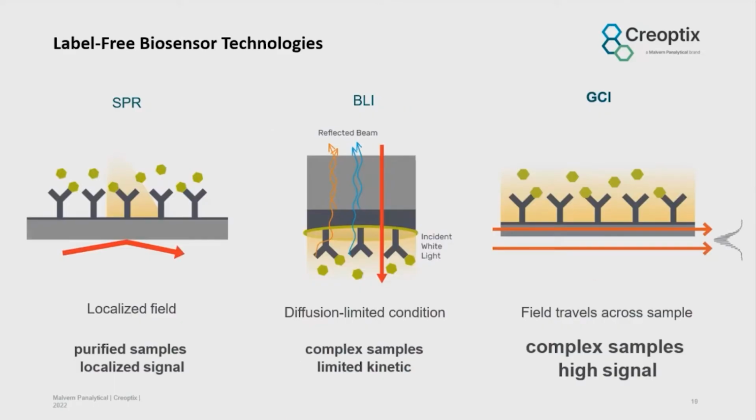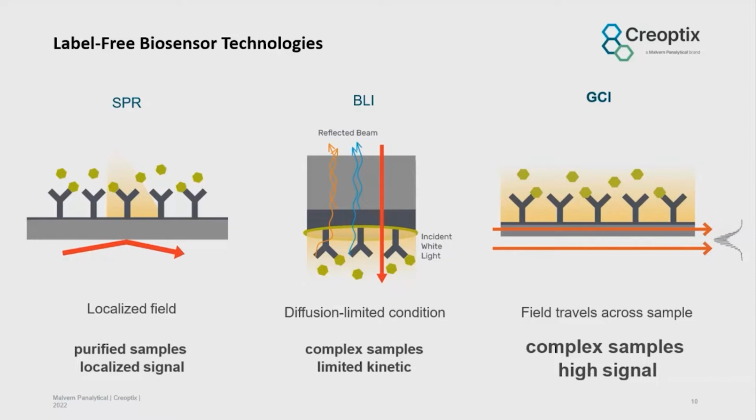So some other label-free biosensor technologies on the market are SPR, BLI, so biolayer interferometry, and grating-coupled interferometry. And these really focus on molecular interactions. These optical biosensing technologies measure changes in refractive index to a sensor surface. However, they are completely different technologies.